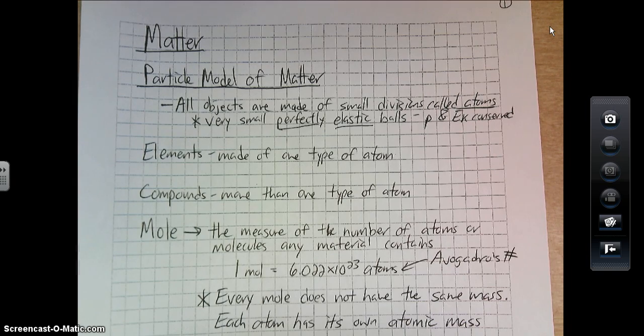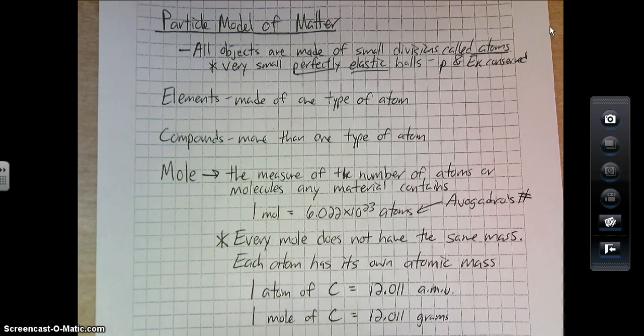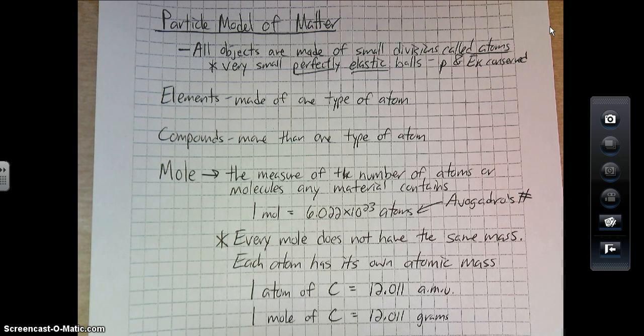Something else that comes in quite frequently is a mole. Again, if you don't remember, a mole is the measure of the numbers of atoms or molecules in any material. If you look up there, I've given you the number that you need to know. I believe it's in your packet. 1 mole is 6.022 times 10 to the 23rd atoms, often referred to as Avogadro's number.